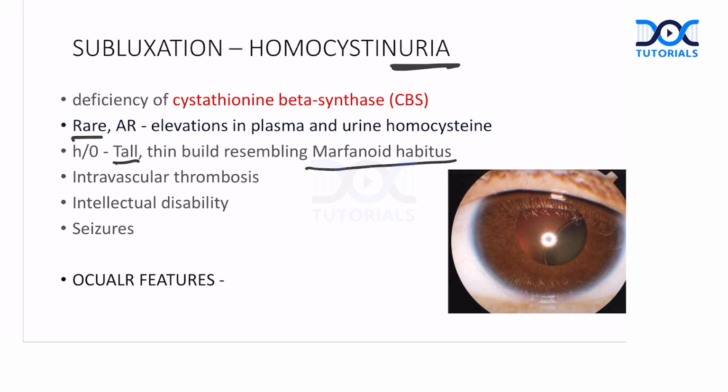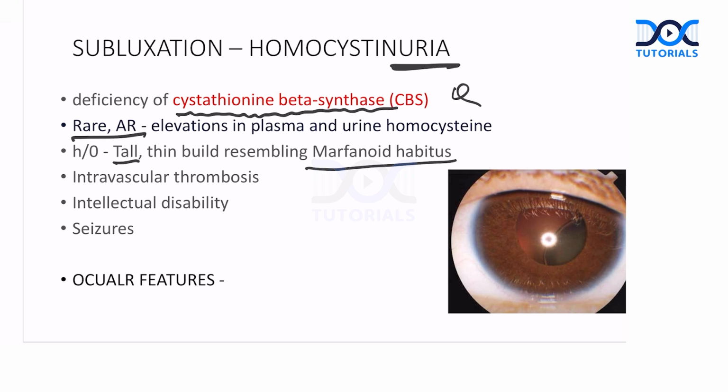Okay. Now what is the problem? I hope you know that this is not a very common disorder. It has autosomal recessive inheritance and the patient has a very high level of homocysteine in the body and in the urine. Why? Because of the deficiency of this enzyme, cystathionine beta synthase. Very frequently we have questions from this topic.